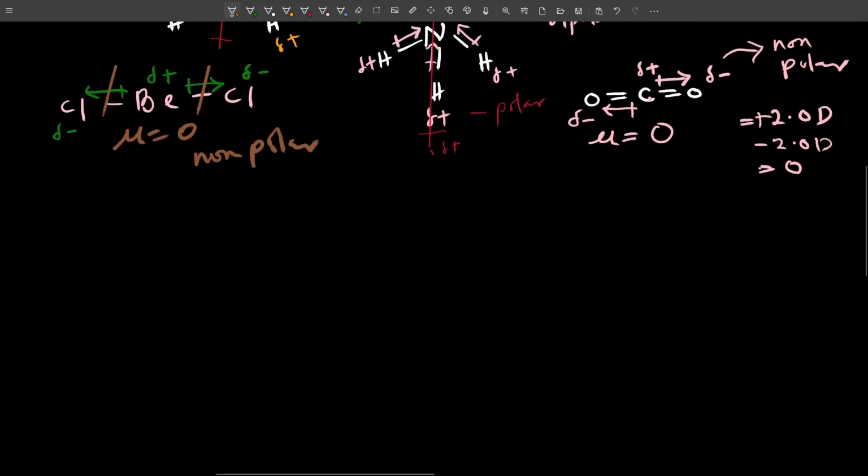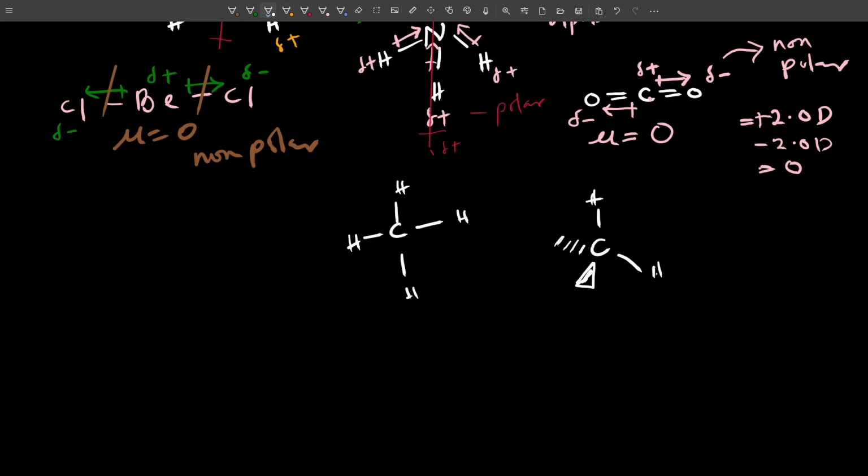Let's take a look at another example. I'm trying out more examples for you to get the idea of what I'm trying to say. If you look at CH4, which is methane, let's draw this well. It should look something like this, with the bond angles, something like this. So we have hydrogen, hydrogen, hydrogen, and hydrogen.